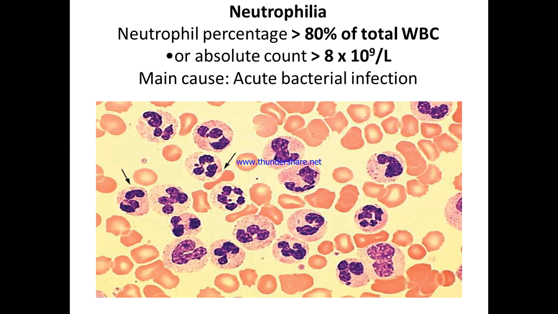The main cause of neutrophilia, as we see here in this picture of the blood film, is an increased number of these neutrophils, which have 3 lobes or more, with neutral colored granules in their cytoplasm. The absolute number is more than 8,000 cells per deciliter, or its percentage is more than 80% of the total white PC.